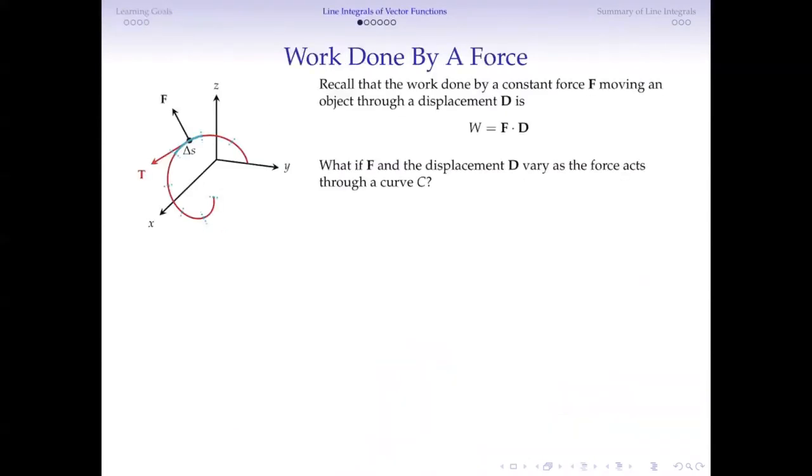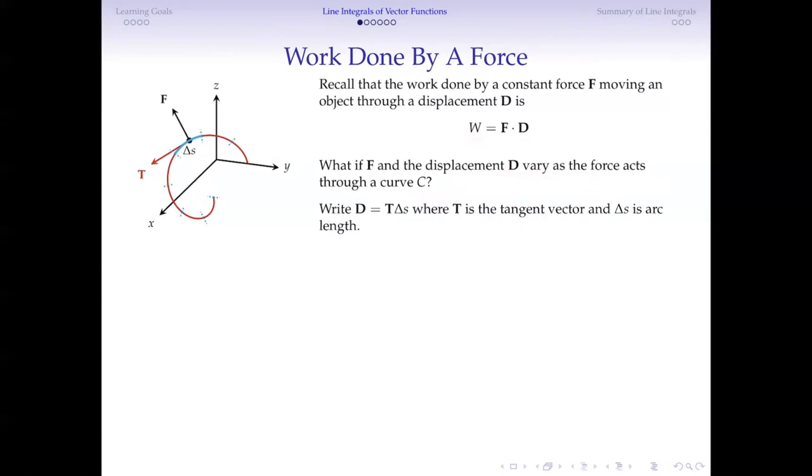Now I'd like to consider the work done by a force on an object if the force varies over space and acts over a certain path. So we know what the rule is for work if a constant force acts through a fixed distance. Force is a vector, displacement is a vector, work is a scalar, which is the dot product of force and displacement. The component of force along the direction of displacement is what matters. What happens if F and D vary as the force acts through a curve C?